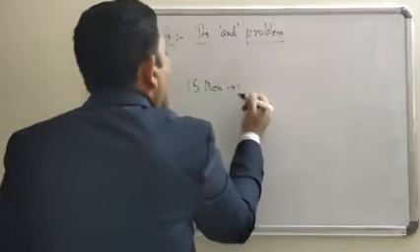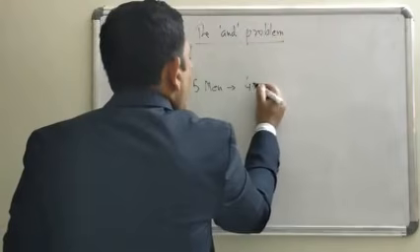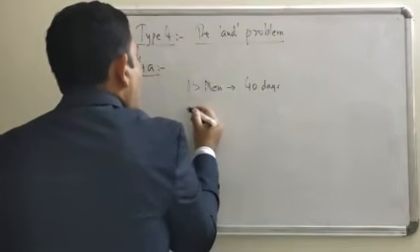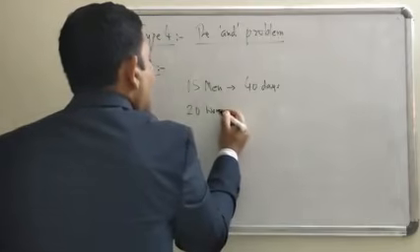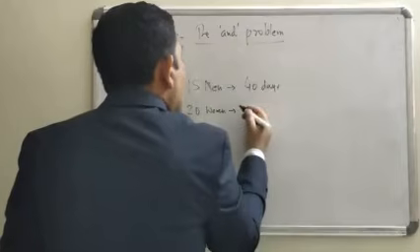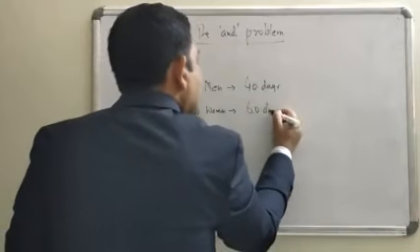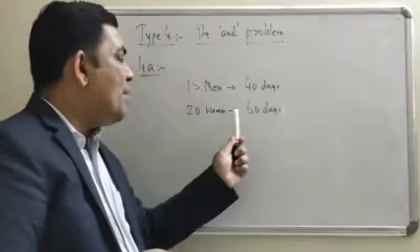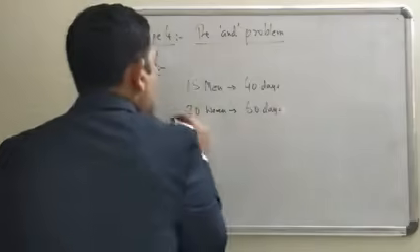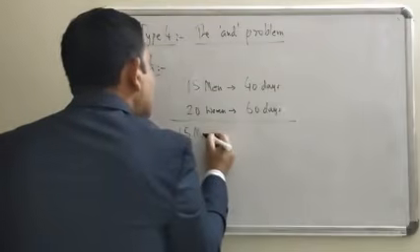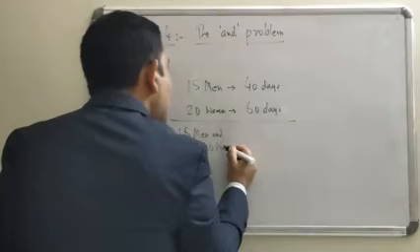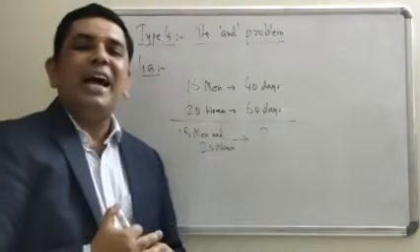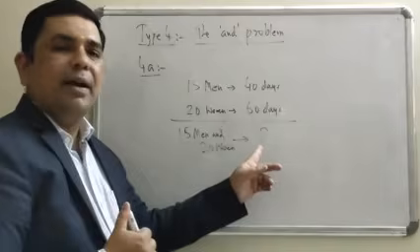15 men can do a task in 40 days, whereas 20 women can do it in 60 days. What is the question? In how many days can 15 men and 20 women complete the same task? Alright?